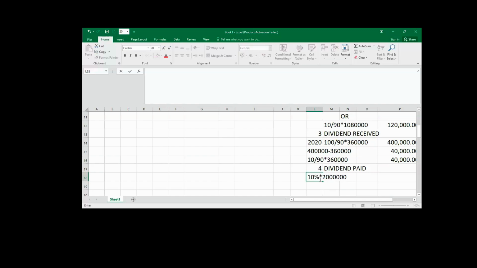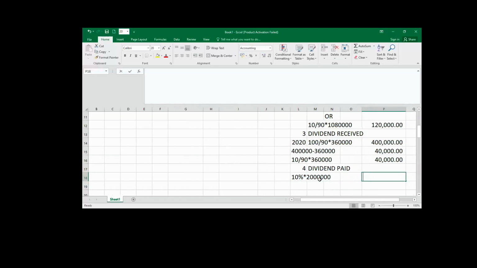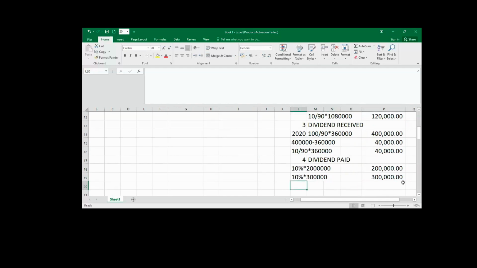10% multiplied by 2 million. That should give us how much? 10% of 2 million is 200,000. The second one will be 10% multiplied by 3 million. That one will give us 300,000.